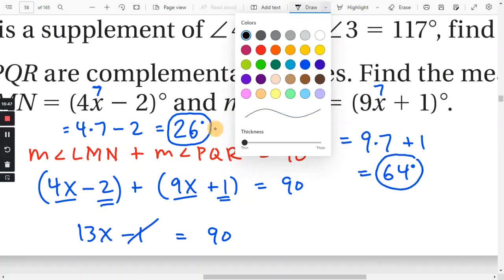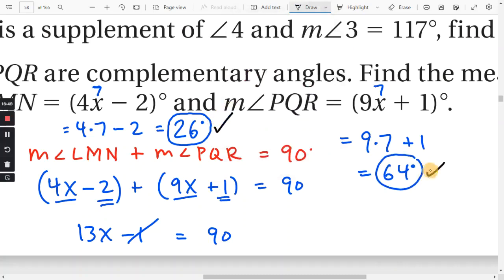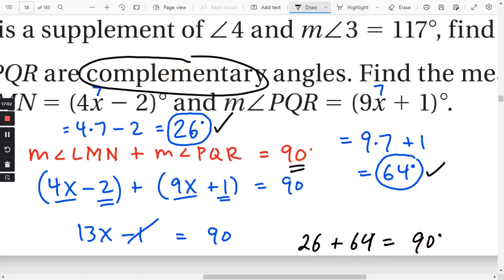Okay, final check. We have 26 plus 64. We can just do that in our head. 26 plus 64 is 90. That is what we wanted because they said complementary. So it checks out.